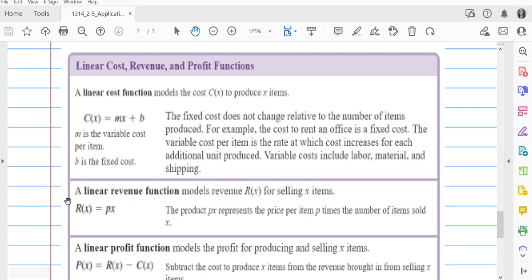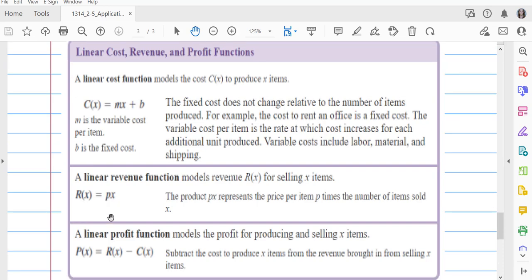You also have what's called a linear revenue function, and it models the revenue for selling X items. That's the money that you bring in. So the product P times X represents the price per item, P, times the number of items X. So if it cost you $5 an item to make it, that would be in your cost, but let's say you sold each item for $10. So your revenue would be 10 times X.